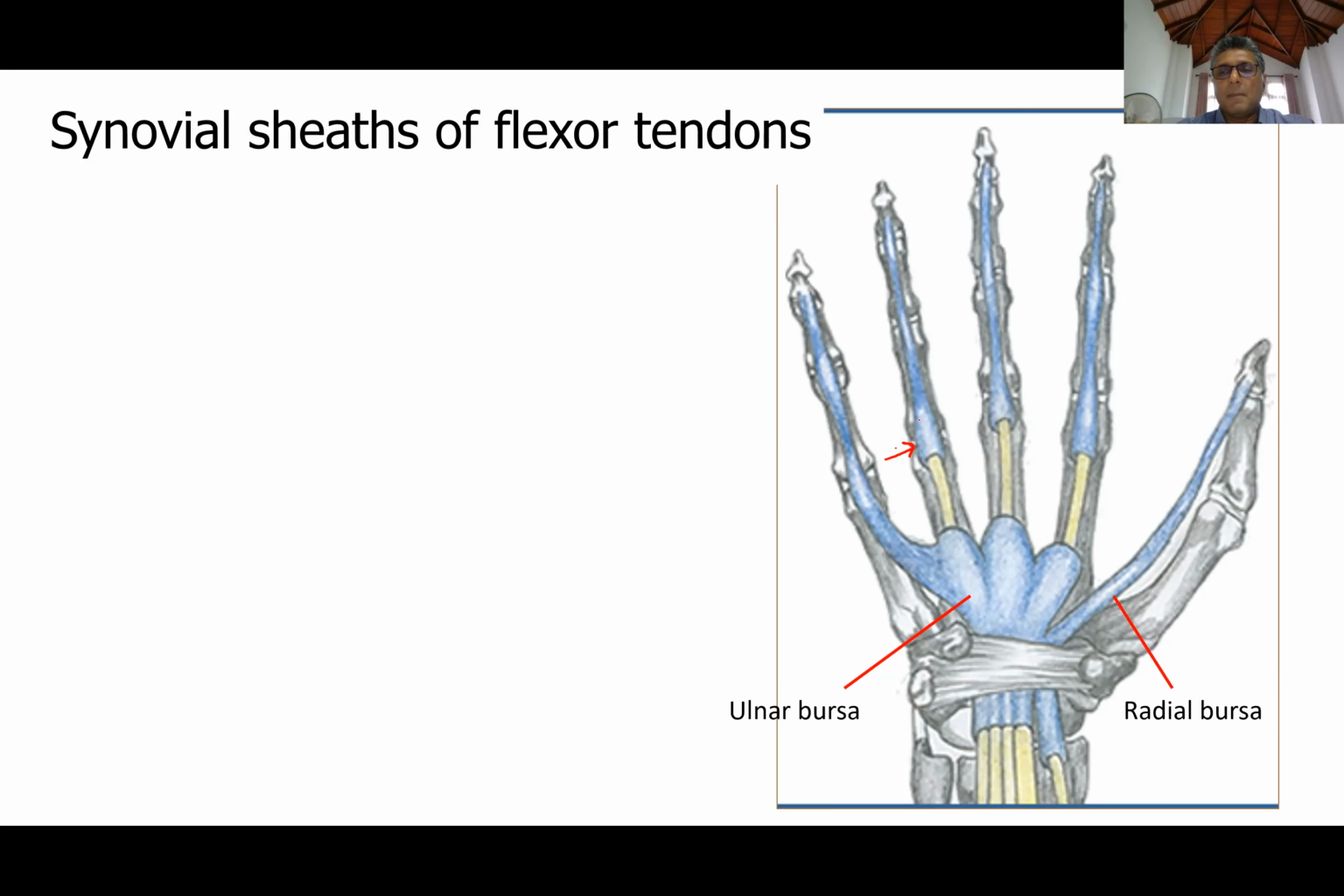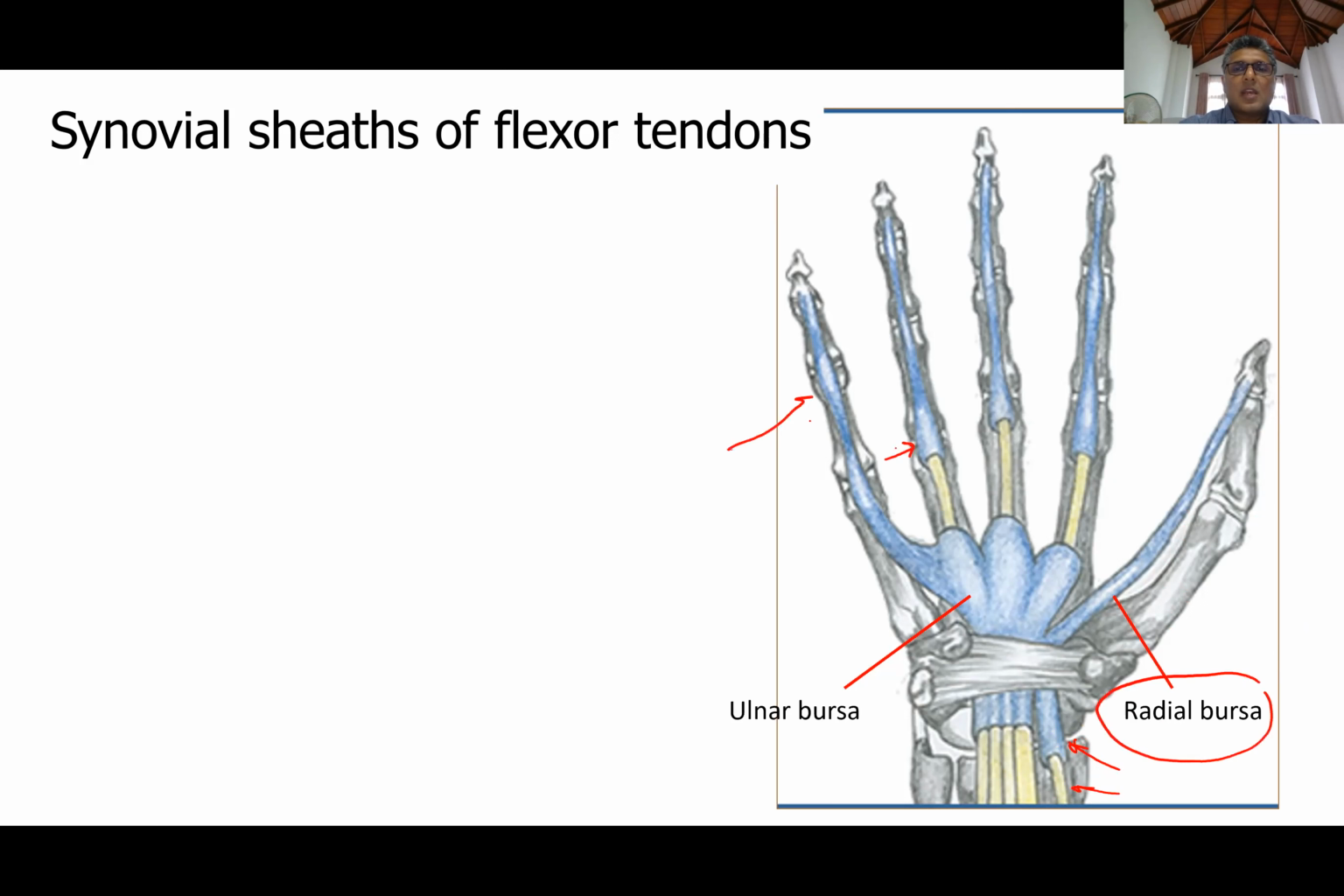When it comes to the thumb, the synovial sheath continues into the forearm. Actually, it communicates with the forearm space, which is called the space of Parona. We'll come back to it again later. That synovial sheath is called the radial bursa.